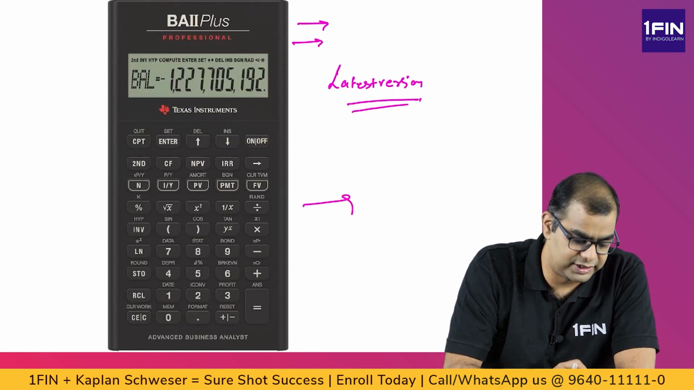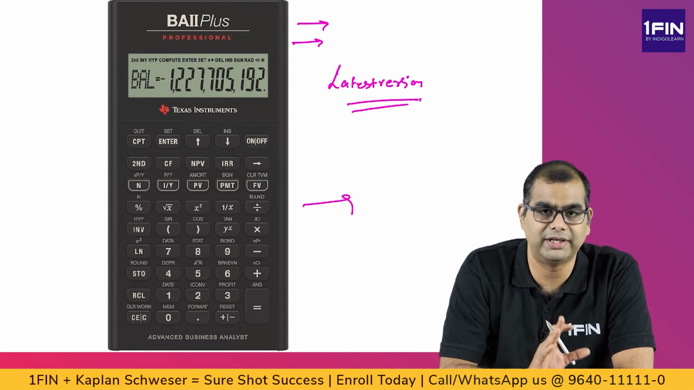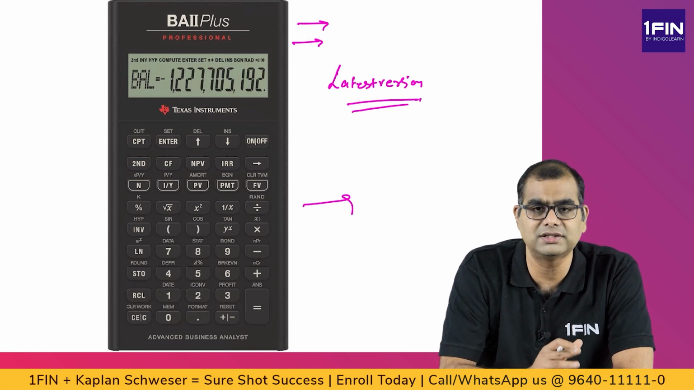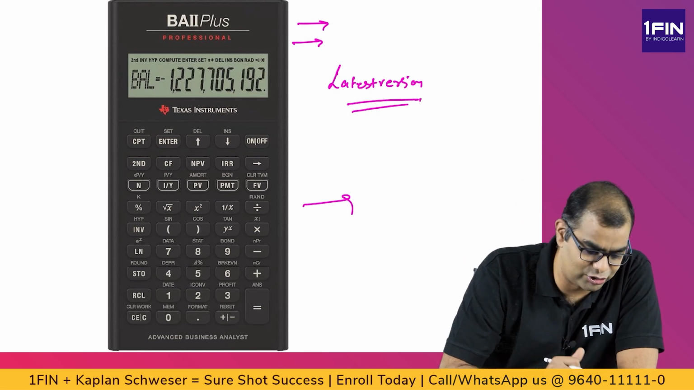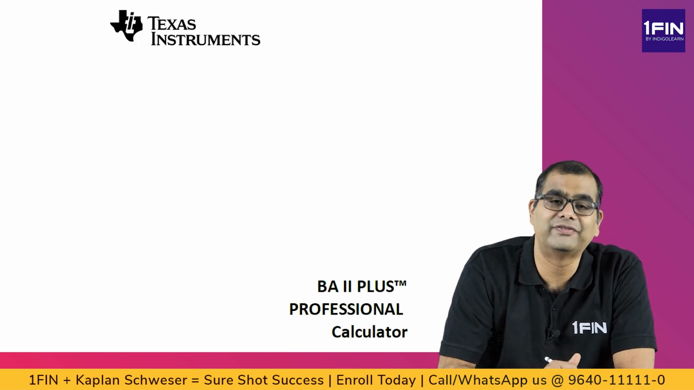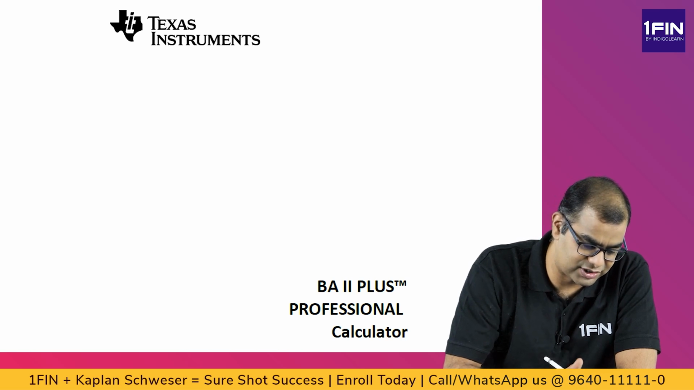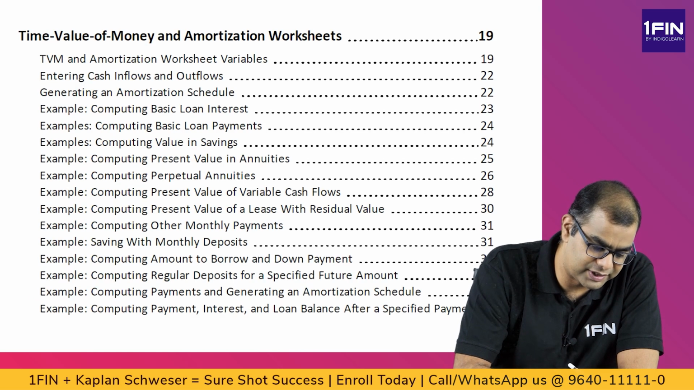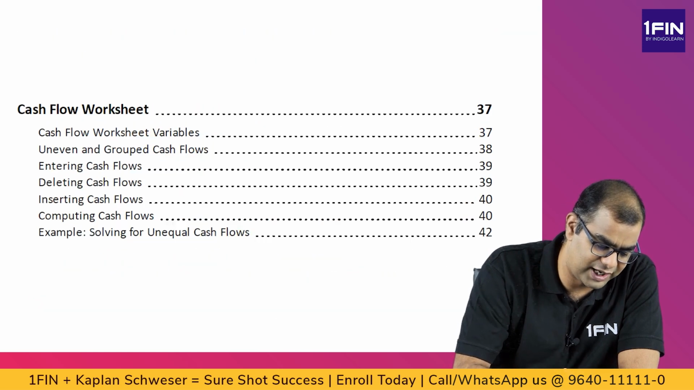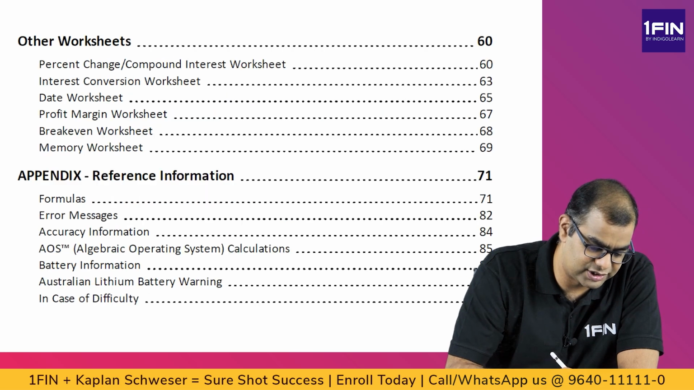Okay, and along with whenever you buy this particular BA2 Plus Professional or any of these calculators, you actually get a book, a detailed PDF guide. In fact, I'll show you that guide. This is a guide. It's a 95-page guide. Okay, this 95-page guide is actually very exhaustive. They tell you how to turn on, turn off, memory, latest answer, worksheets, computing present value, future value, perpetual value, cash flows, bond, depreciation, statistics, other worksheets.